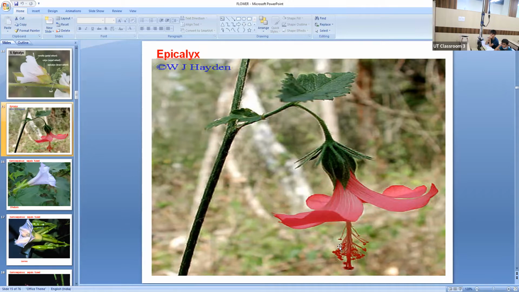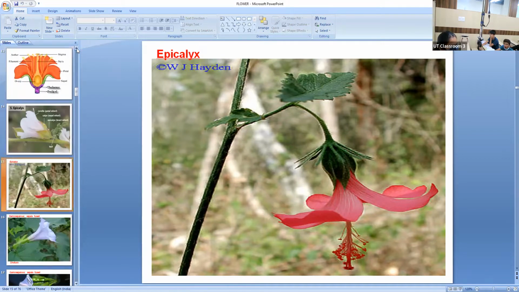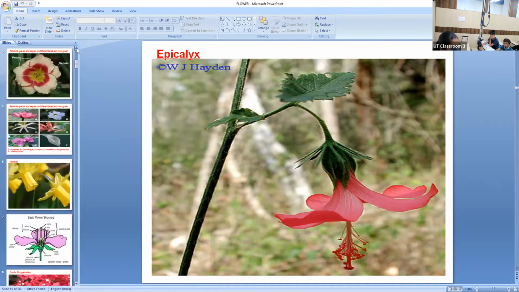Calyx and corolla. So if calyx and corolla are not directly engaged in the process of reproduction, then what are we to say? Calyx and corolla are the non-essential parts. Stamen, carpel, essential parts. Perianth. Now this is a little bit tricky to understand. We talk about perianth. What is perianth?